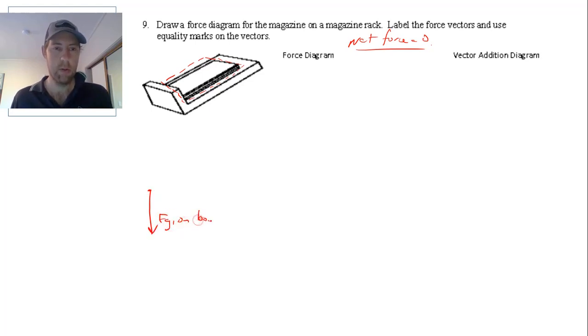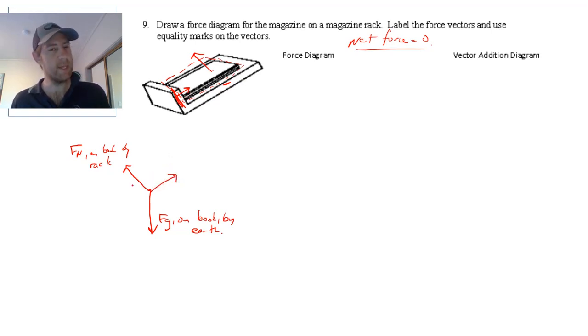On book by Earth. There's a normal force because there's a surface there and that surface is going up at that angle. So that's there from this surface here. So that's Fn on book by the rack. And then there's another surface here. So there's another normal force going up this way.